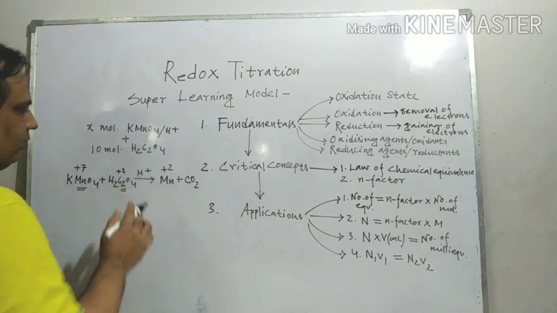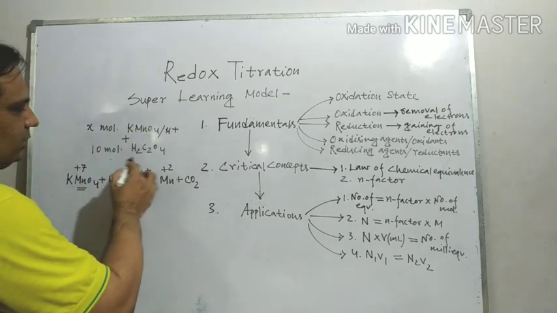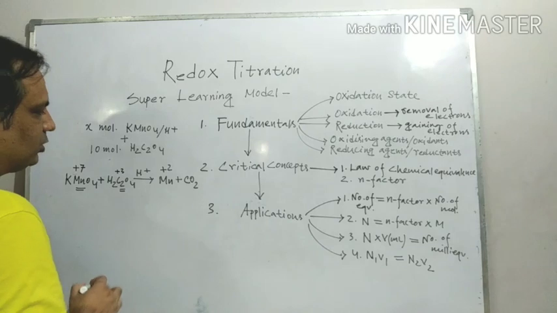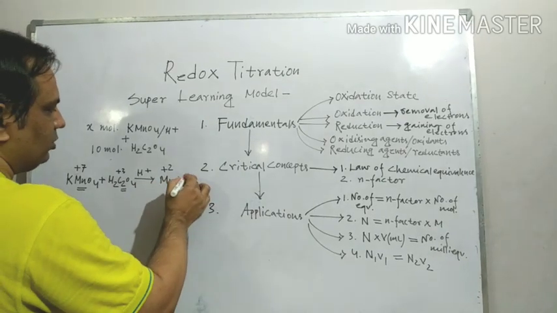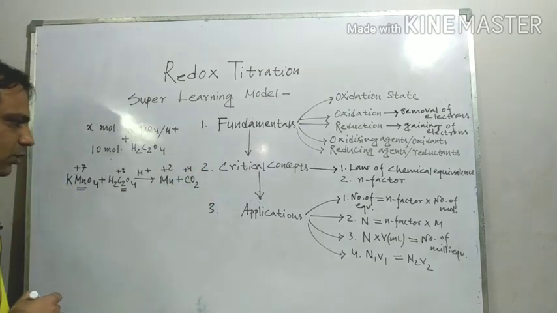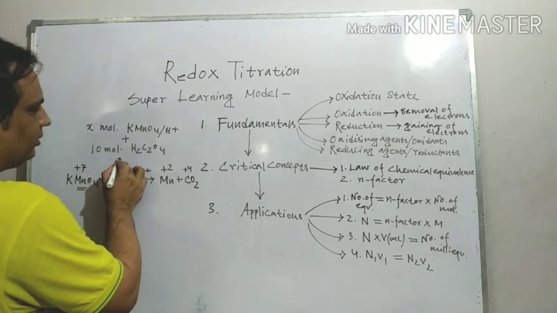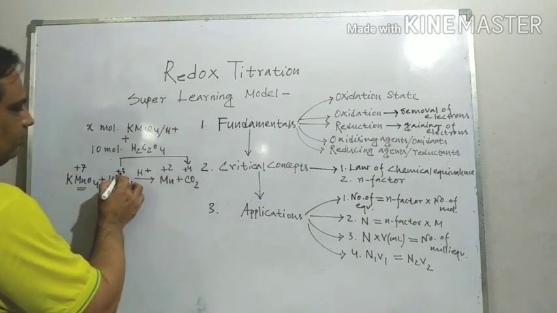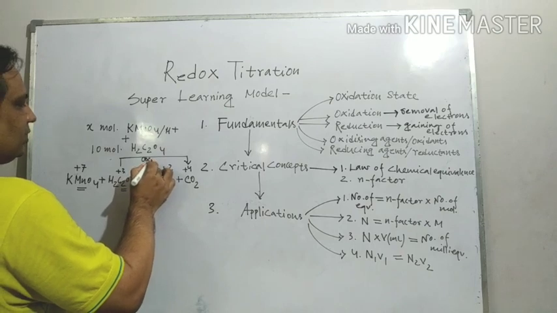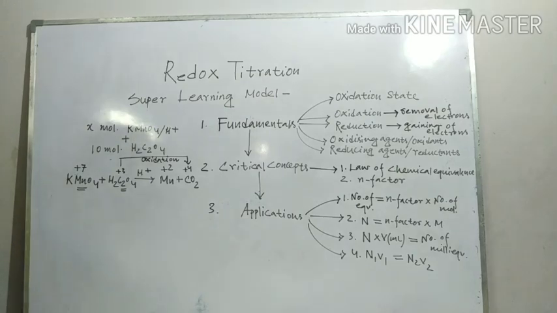Now, in acidic medium, basically we take dilute sulfuric acid. So here, the manganese will be converted to MnSO4, where the oxidation state of manganese is plus 2. And in CO2, the oxidation state of carbon is plus 4. So first of all, you should know what the changes are. The oxidation state of carbon will go from plus 3 to plus 4. That means oxalic acid will be oxidized. So oxidation will take place in case of oxalic acid.